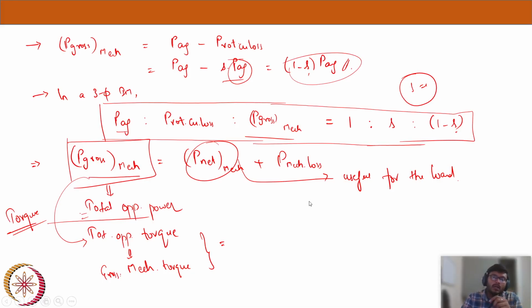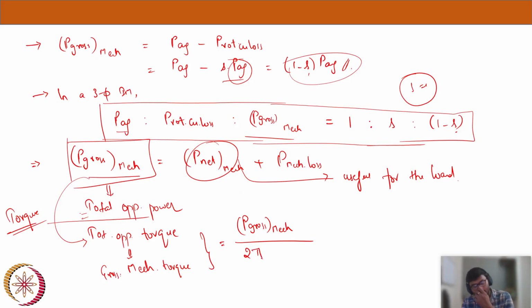So what will this be equal to? Torque is equal to power divided by speed, right? Here the power is P gross mechanical, divided by the speed in radians per second. Usually we calculate it in SI units. So if your torque is in Newton meters and your power is in watts, the speed should be in radians per second, and then only you will get torque in Newton meters. Radians per second means 2 pi times the speed, so you will write 2 pi n.